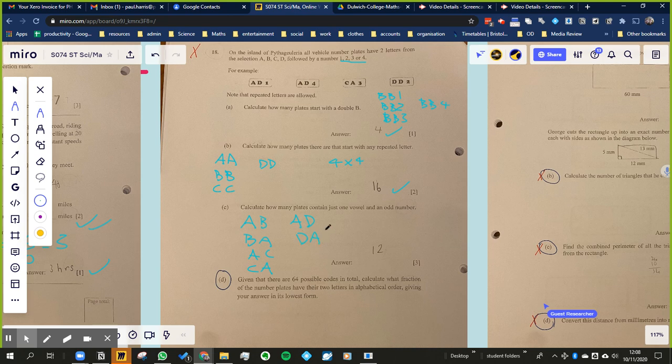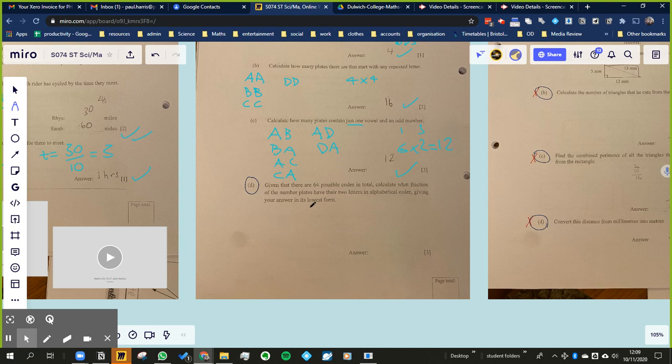We can't have AA, right? Because AA is not one vowel. It says just one vowel. That would be 2 vowels. So those are all the possible beginnings. So there are 1, 2, 3, 4, 5, 6 possible beginnings. And each one of these could finish with either 1 or 3, which means each one of those could have 2 possibilities within them. So it's going to be 6 times 2, which is 12.